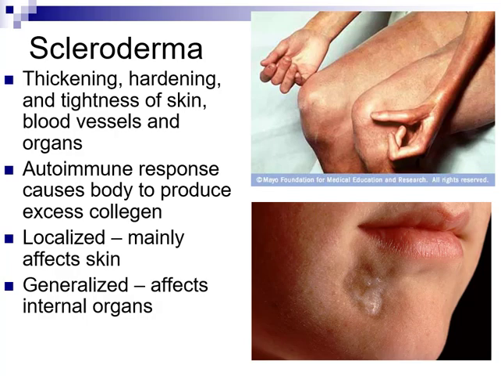Scleroderma is the most deadly autoimmune disorder, especially if you get it internally, generalized. It's a thickening, hardening, and tightness of skin, and then internally blood vessels and organs. It causes the body to actually create more collagen. So when you have it localized, you can really get this skin tightening. Sometimes the face will have a mask-like appearance.